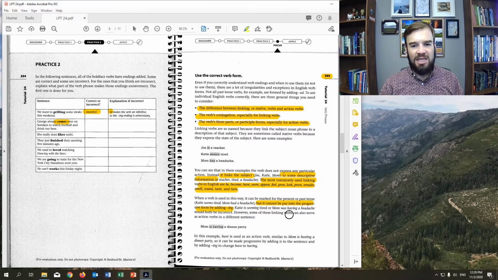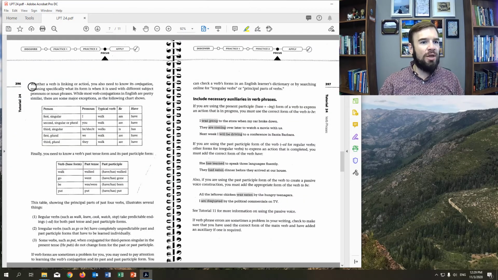However, some of these linking verbs can also serve as action verbs in a different sentence. Mom is having a dinner party. In this example, have is used as an action verb similar to mom is hosting a dinner party, or giving, I would add, a dinner party. So it can be made progressive by adding is to the sentence and by adding ing to change have to having. Now, whether a verb is linking or action, you also need to know its conjugation, meaning specifically what its form is when it is used with different subject pronouns or noun phrases.